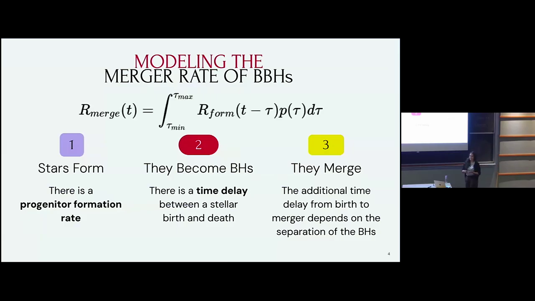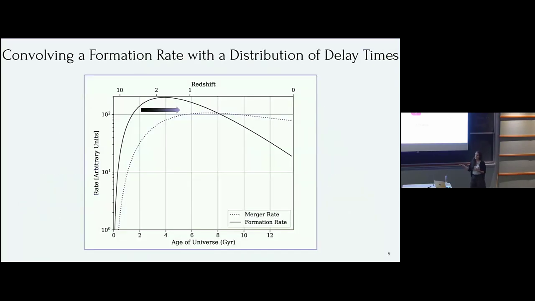So in mathematical terms, it's given by this equation. So we have the rate of mergers is equal to the rate of formation, but convolved with a bunch of different possibilities for the time delay. In a visual form, this is showing a formation rate in black. And so some stars will form here, and then a subset of those are going to merge a little later after their formation, but then some of those might merge later, and another subset of those might merge even later. And then that's how you get the merger rate in purple.